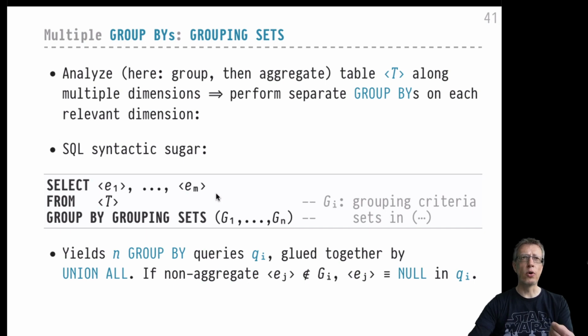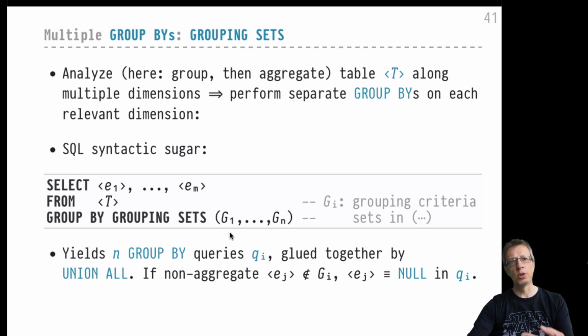All other non-aggregate expressions would be invalid here, as we've seen when we introduced the group by construct. This is taken care of by SQL automatically. Any expression in the select clause that's a non-aggregate expression is automatically set to null for us if it doesn't occur as a grouping criterion in a particular grouping set. So that's many words to specify something really, really simple.